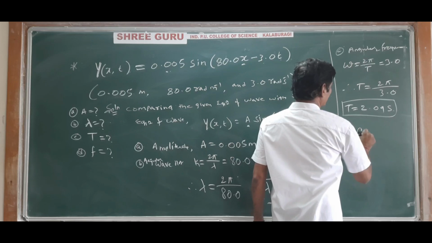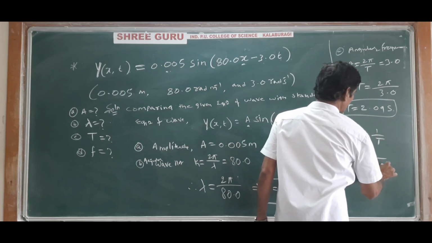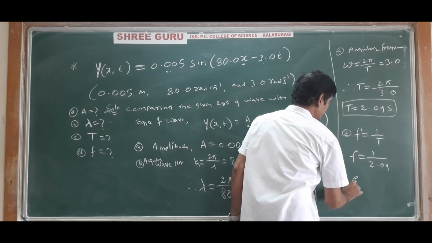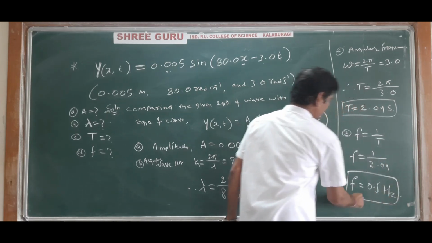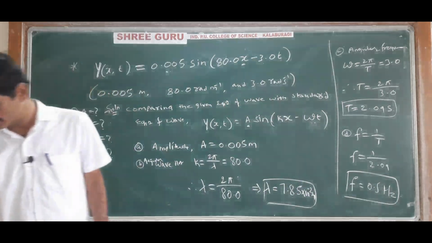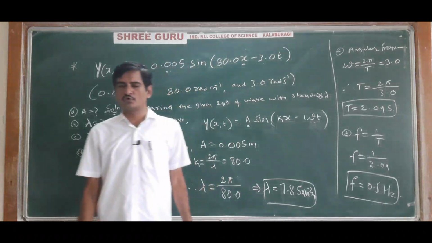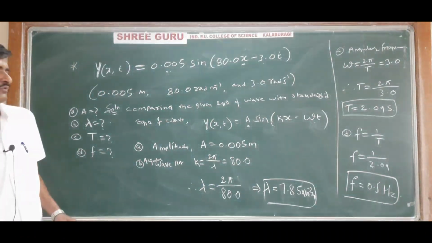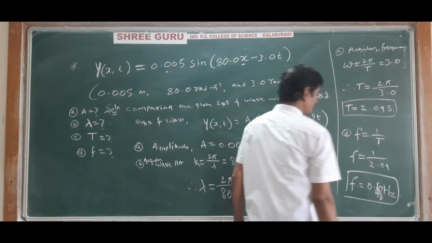And lastly, they are asking for frequency. Frequency is equal to 1 by T. So f is equal to 1 divided by 2.09, which is roughly 0.48 hertz. Understood? So f is equal to 0.48 hertz.